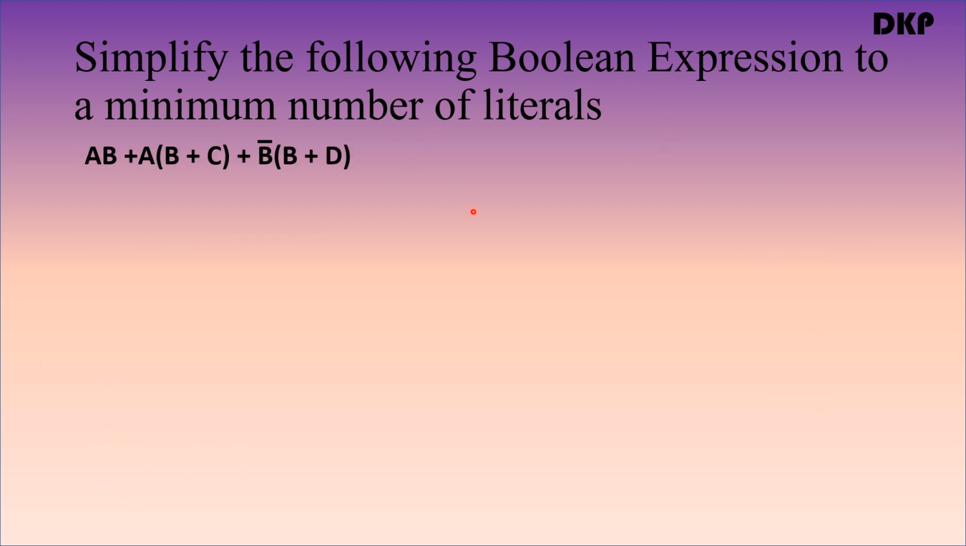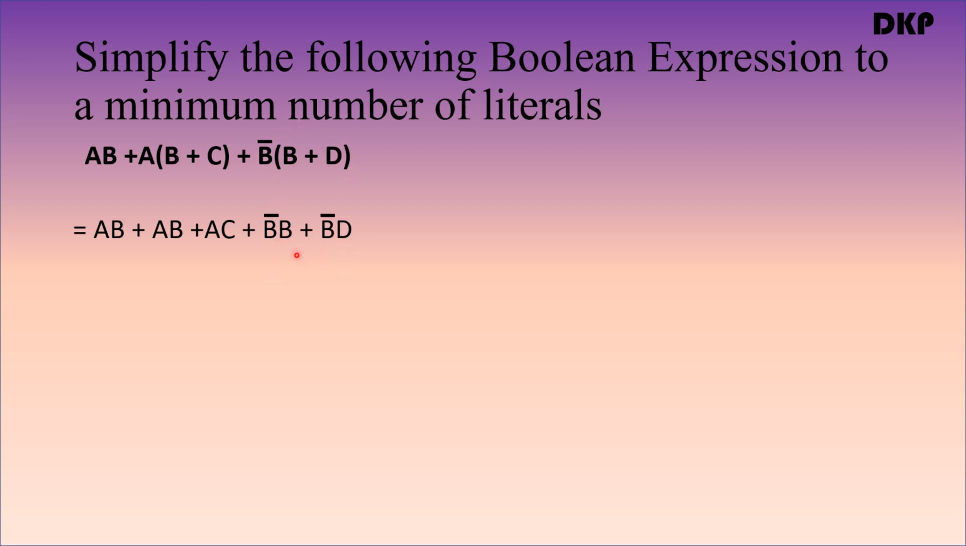Now we have the fourth example. Simplify the following Boolean expression to a minimum number of literals. AB plus A into B plus C plus B bar into B plus D. So first we have to multiply these terms and then write it here. That is, first term is written as it is, AB plus A into B is AB plus A into C, AC plus B bar into B, B bar D plus B bar into D, B bar D.